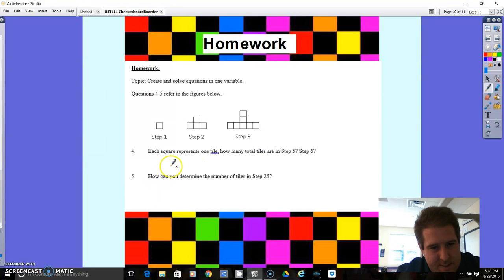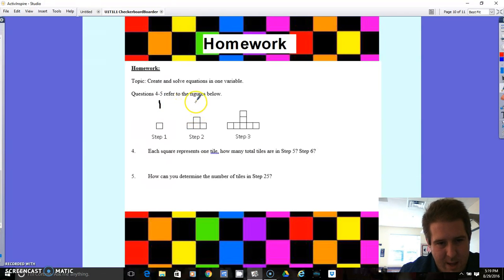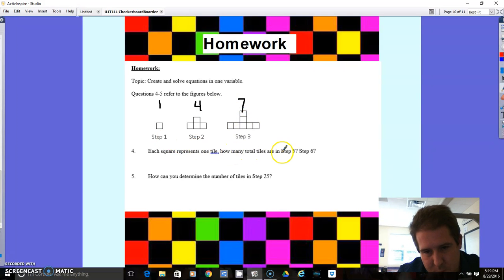In the homework, it says each square represents one tile. How many tiles are in step 5 and 6? Well, it'd be helpful if we know how many tiles there are in each step. Step 1 has 1, step 2 has 4, and step 3, it looks like it has 2, 4, 6, 7. All right, each square has one tile. How many tiles will be in step 5?